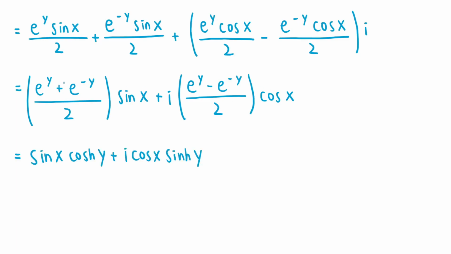e to the y plus e to the negative y over 2 is the definition of the hyperbolic function cosh of y, and e to the y minus e to the negative y over 2 is sinh of y. So we can actually rewrite this as sine of x cosh of y plus i cosine of x sinh of y. So after doing all of this algebra, we have derived the definition of sine of z in terms of its real and imaginary components.